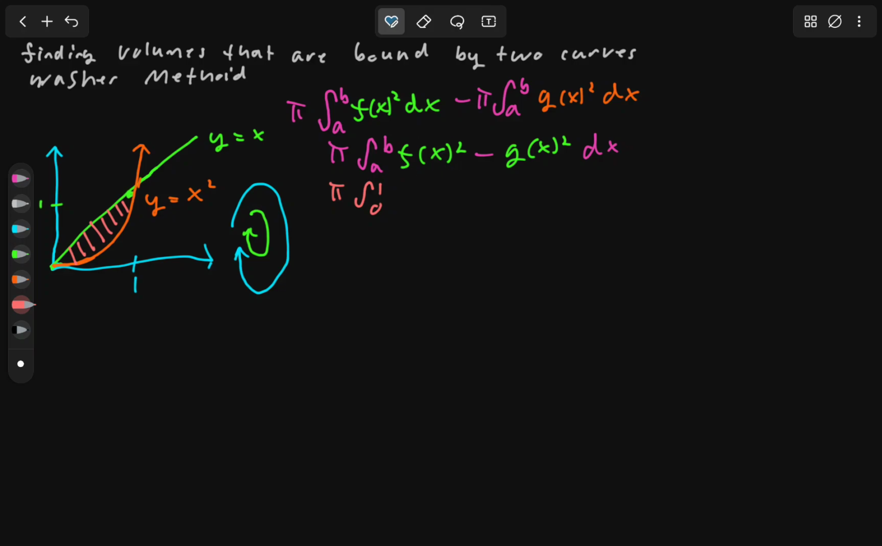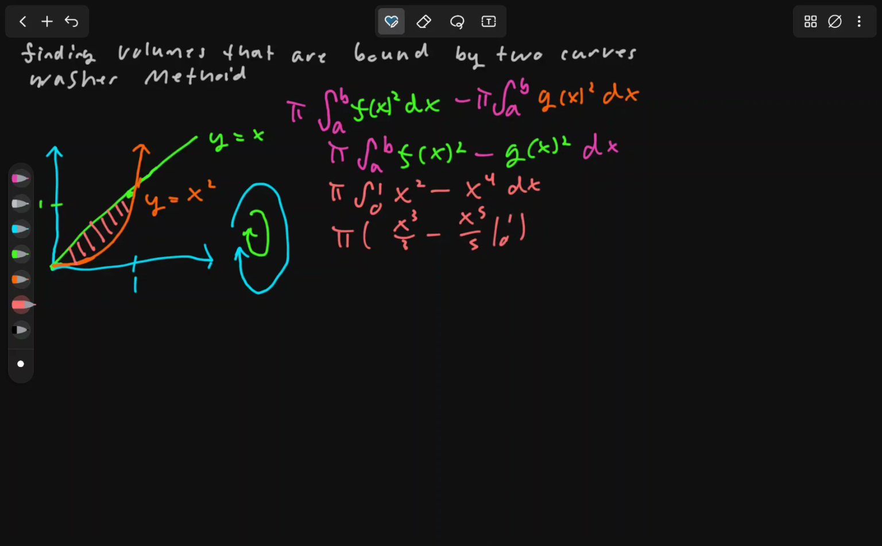So we get f of x squared, which is just going to be x squared, minus g of x squared, which is going to be x to the power of 4 dx. Evaluating this now, 1 to 0, of x cubed divided by 3 minus x to the 5th divided by 5. And then evaluate it from 0 to 1.